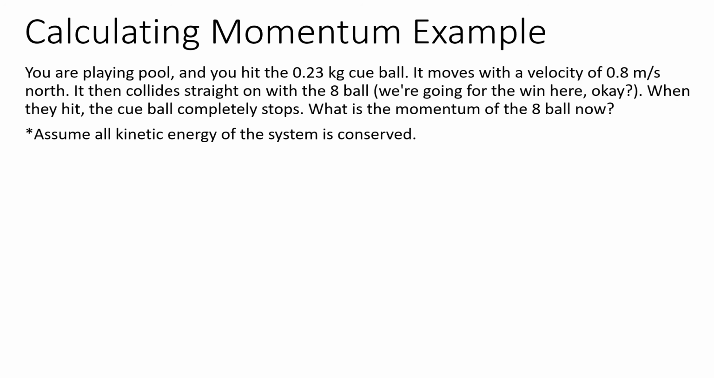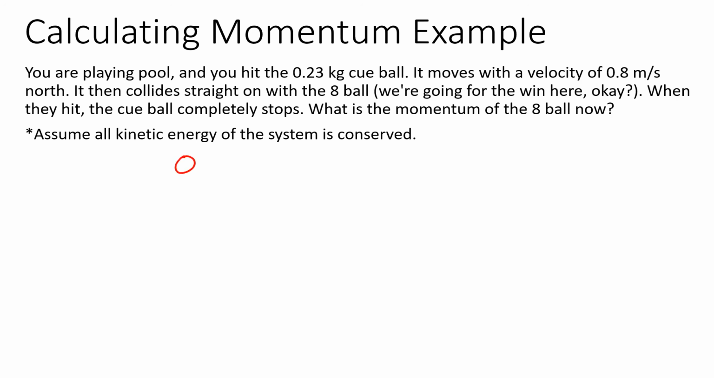So regardless, you hit a 0.23 kilogram cue ball, and it's going to move with a velocity of 0.8 meters per second north. It then collides straight on with the 8 ball, and of course, we're at the end of the game, so we're trying to go for the win here. When they collide together, the cue ball completely stops, and it wants to know what the momentum of the 8 ball is now. So with these, I always like to draw pictures. They make things so much easier.